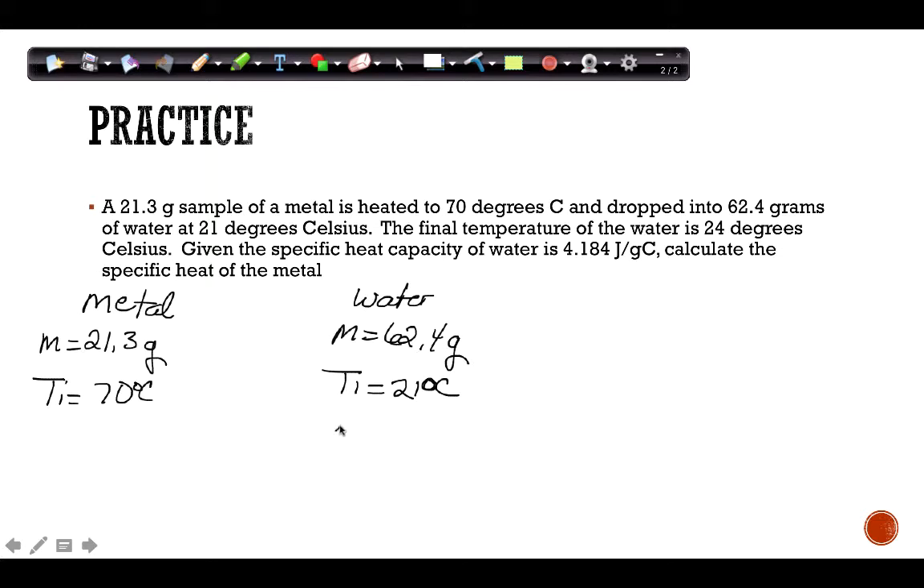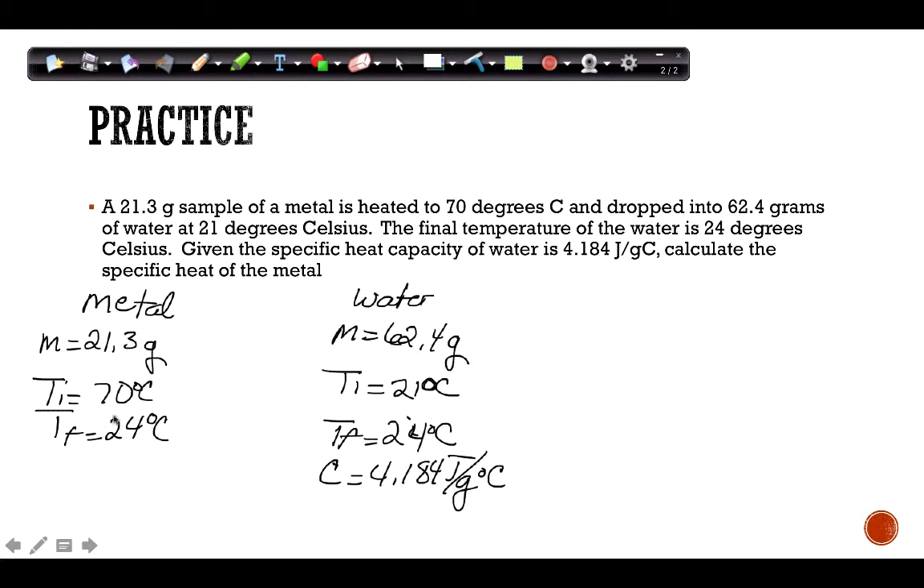And the final temperature of the water was 24, which means that the final temperature of the metal should also be 24, because they continue to exchange energy until they have hit the same temperature. All right, and then it also gives me the specific heat of the water. Calculate the specific heat of the metal. So I'm looking for c of the metal.